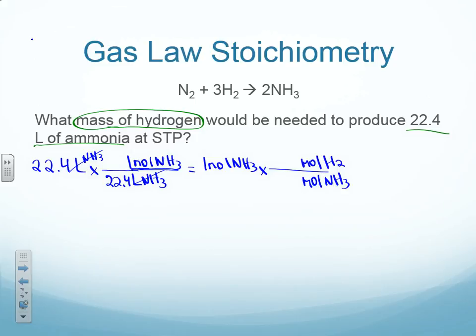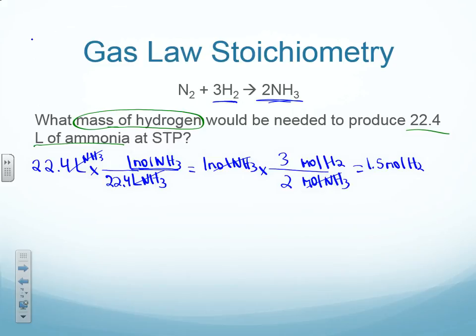Okay, so in this step, this is ratio of coefficients. So we're going to look at the coefficients from the balanced equation. So we have 3 moles of hydrogen reacting to form 2 moles of ammonia. Okay, these are going to cancel out. 1 times 3 divided by 2 is 1.5 moles of hydrogen.